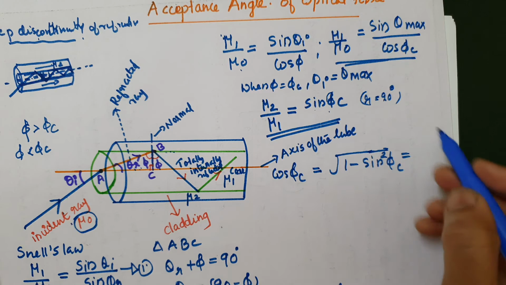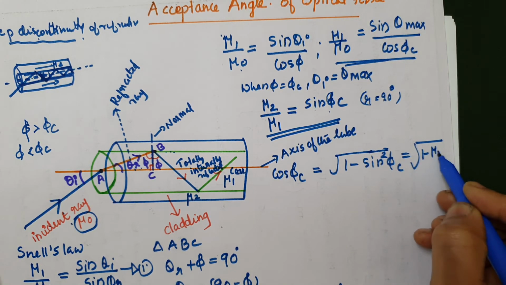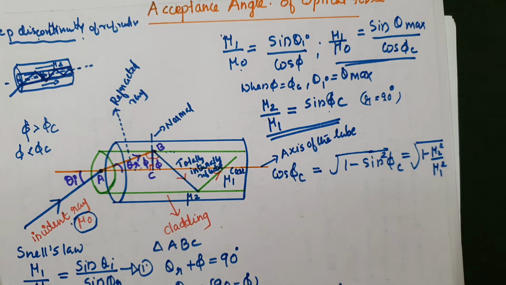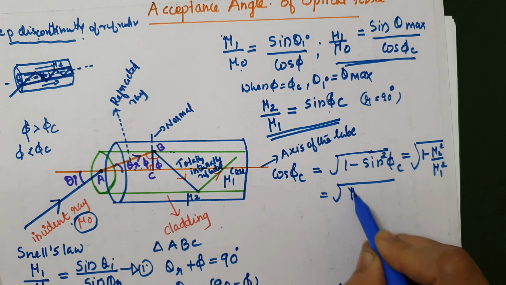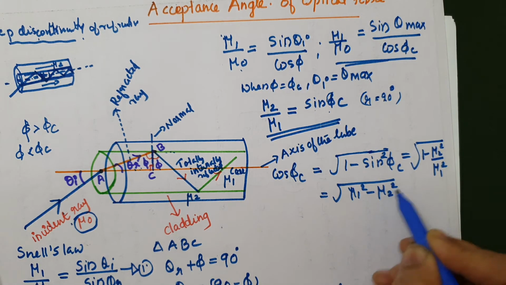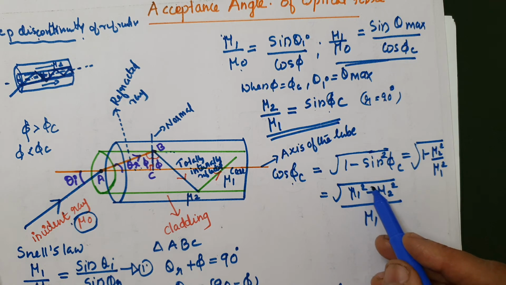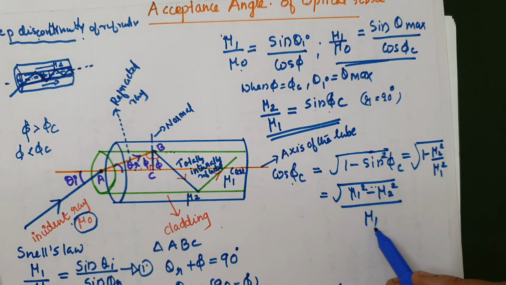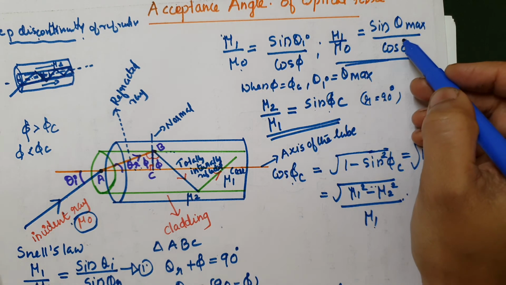What is sin phi c? Root of 1 minus mu 2 square by mu 1 square, or this can be written as root of mu 1 square minus mu 2 square divided by mu 1. That is, cos phi c will be equal to root of mu 1 square minus mu 2 square by mu 1. So substituting this value of cos phi c into this equation.